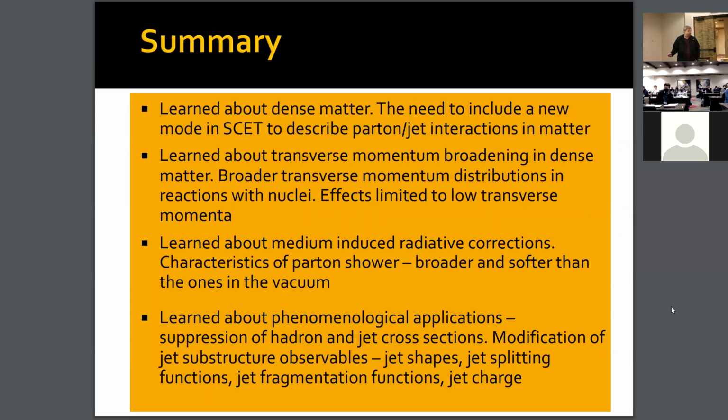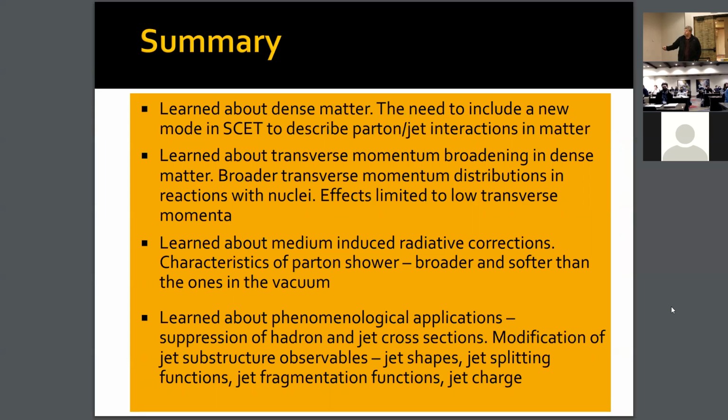So what appears to be even more important are the radiative corrections from those in-medium interactions. And they generate parton showers that are different from the ones in the vacuum. They are broader and softer, and their effect extends to much higher transverse momentum, much higher energies. If you go to infinite energies, as I showed you, this contribution will also disappear because of the Landau-Pomeranchuk-Migdal effect, but it can extend to hundreds of GeV, as opposed to just a few GeV from the broadening.